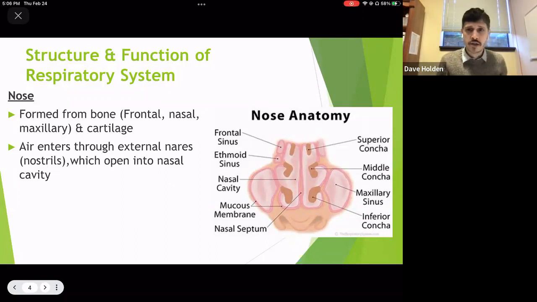I can pull up a better picture of this on my anatomy app. I'll pull that up in just a moment. But air enters through the external nares. That's the fancy name for nostrils. Air comes in through the nostrils. Those open into the nasal cavity.